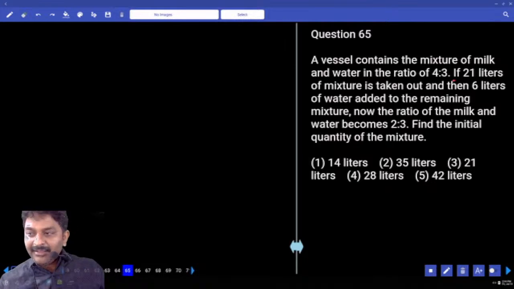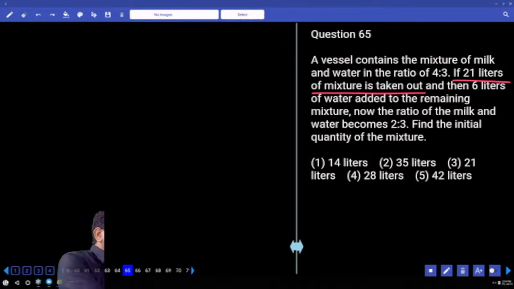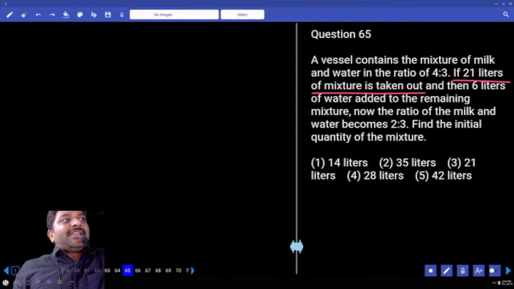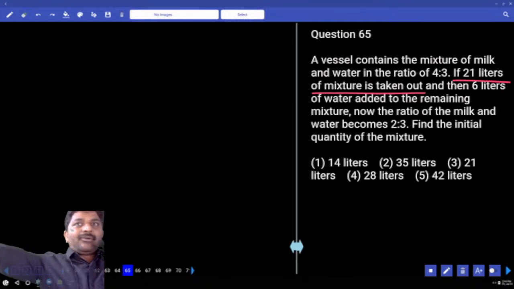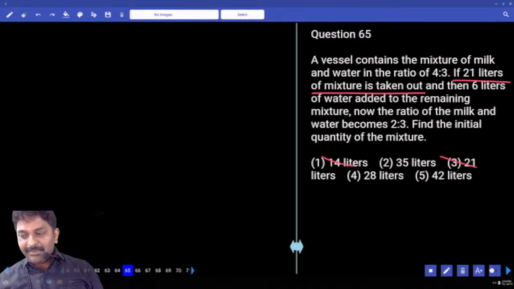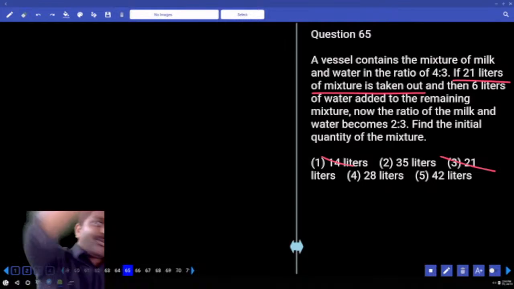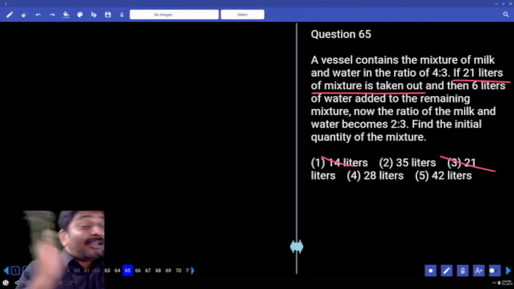Anyway, 21 liters of mixture is taken out, correct? See, when you are taking out 21 liters from a container, initially it should have more than 21 liters. Then only you can take out 21 liters. Answer must be more than 21. How many eliminated? 2 eliminated. Got it? 21 liters quantity is taken out. Okay, fine. Then what happened?